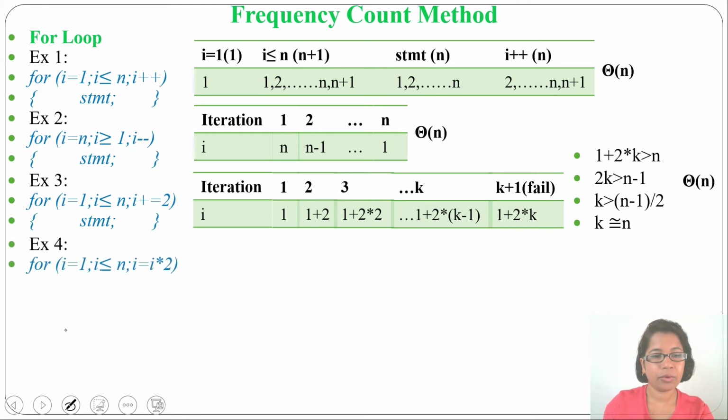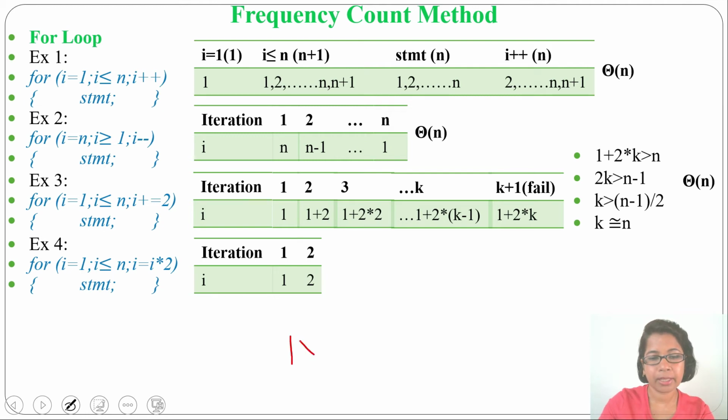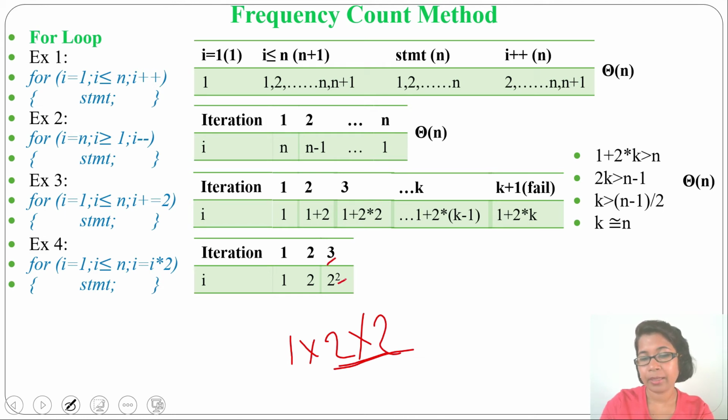Next, example 4: I equals 1, I less than or equal to n, I equals I multiplied by 2, and some statements are given. For the first iteration, I will be 1. For the second iteration, I will be 1 multiplied by 2, so it will be 2. Then for the third iteration, it will be 1 multiplied by 2 multiplied by 2, so we can write 2 squared. Just mark, when it is 3, your power is 2. Then for the fourth iteration, it will be 2 power 3. Like this, for k iterations, it will be 2 power k minus 1.